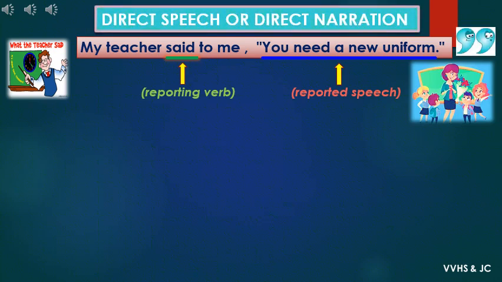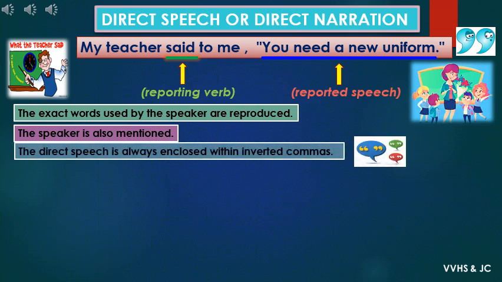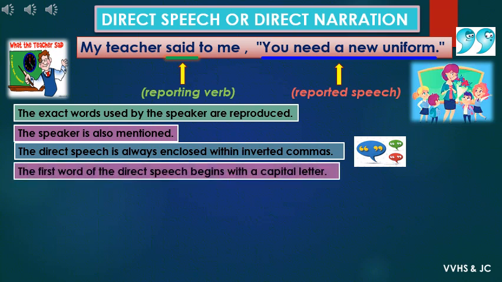Let's note the following points about direct speech. The first point is the exact words used by the speaker are reproduced. The speaker is also mentioned. In the example, my teacher is the speaker. The direct speech is always enclosed within inverted commas. The first word of the direct speech begins with a capital letter. Here, the first word is "You," and it starts with a capital letter.